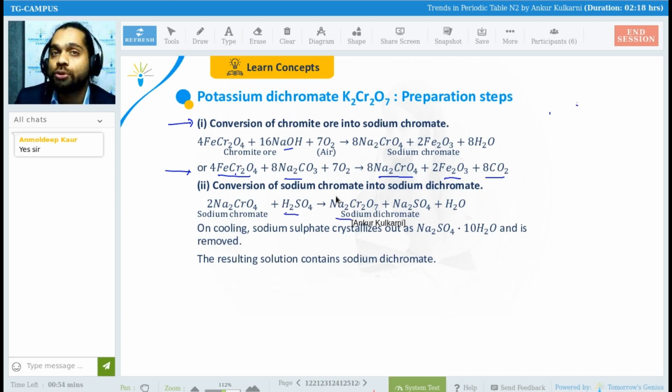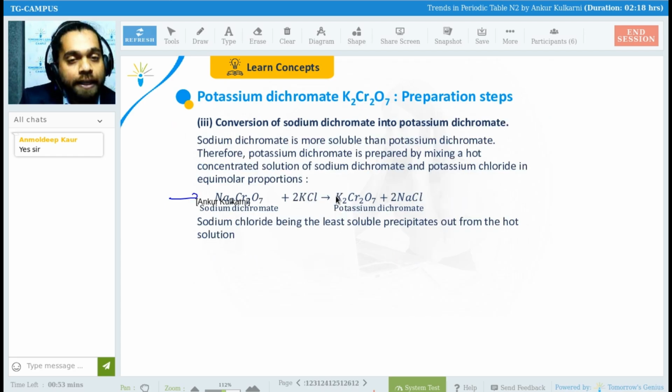And now again, do we want sodium dichromate? No. How can I convert it to potassium? I'll treat it with KCl. Your Na2 will be replaced by K2, because Cl has more affinity towards Na than K. As soon as I treat the sodium dichromate with KCl, Cl will leave K and go with Na, and you will get potassium dichromate. Simple.